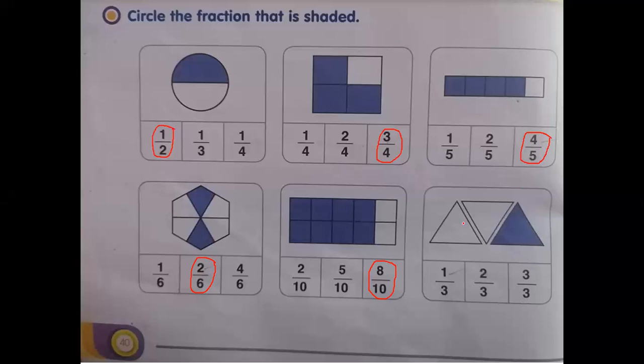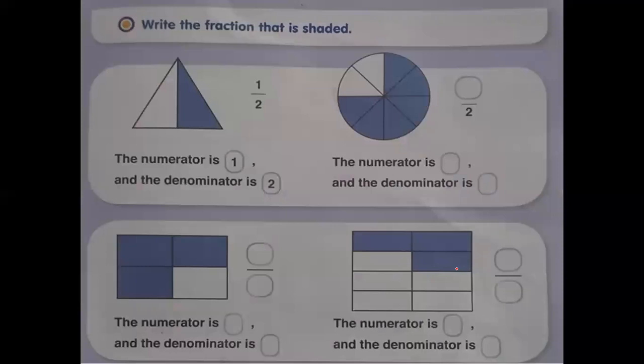Okay, number 6, how many shaded parts do we have? 1, excellent. And how many parts in all? 3. So 1 over 3. Okay, now let's move to page 41. We are going to write the fraction that is shaded and write the numerator and denominator. Number 1 is already answered.